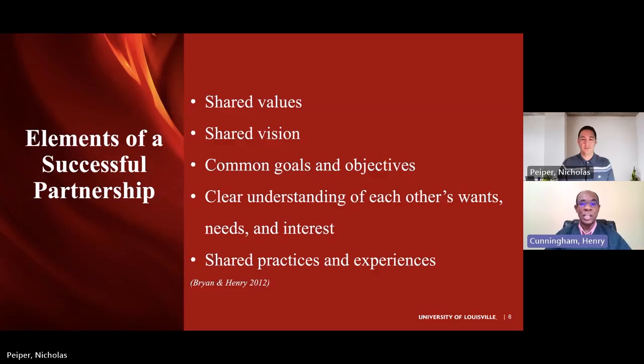And likewise, there need to be shared practices and experiences. Whatever practices you are involved in need to be those of your partner, and whatever experiences you'd like to accomplish need to be aligned also with your community partner. So these are some elements that need to be present in any partnership for it to be successful.